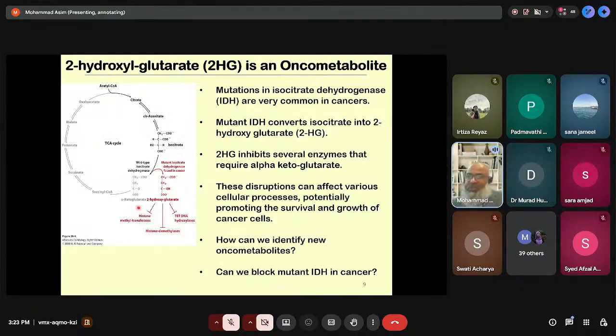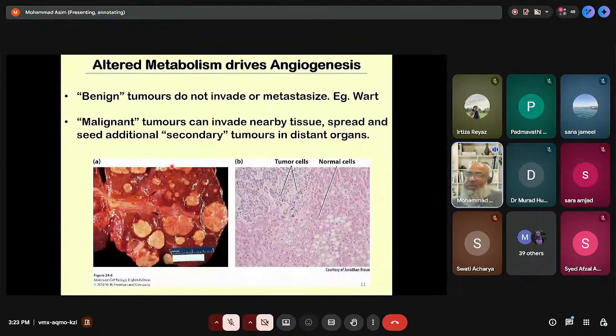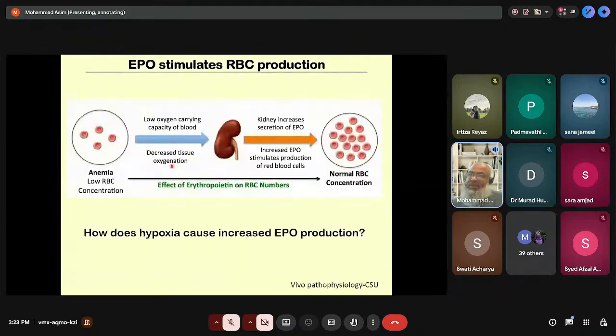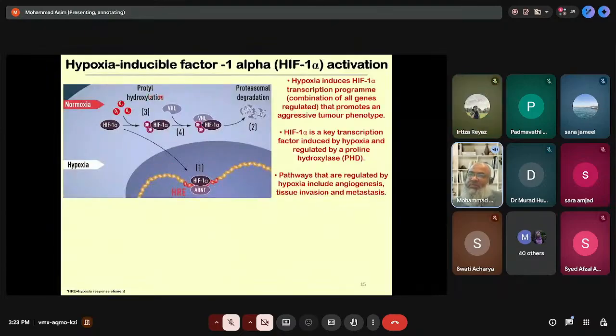So 2-hydroxyglutarate is something which is produced through the mutant reaction, but in normal conditions, the wild type isocitrate dehydrogenase is making alpha ketoglutarate. So what is happening here? This enzyme PHD requires alpha ketoglutarate to become active. And the alpha ketoglutarate will not be there. Why? Because there is a mutation in isocitrate dehydrogenase. What will happen as a result? The HIF will not be degraded. The HIF will become active.